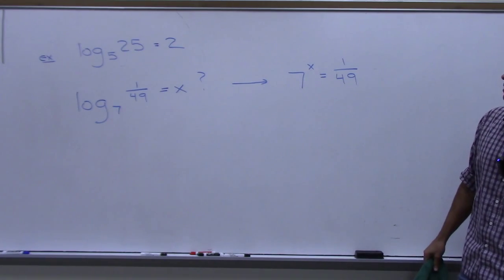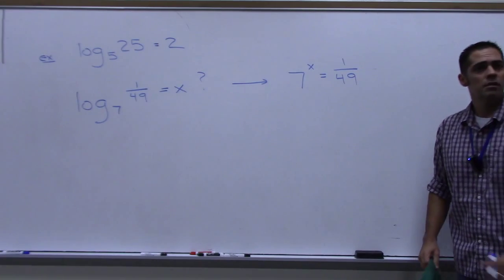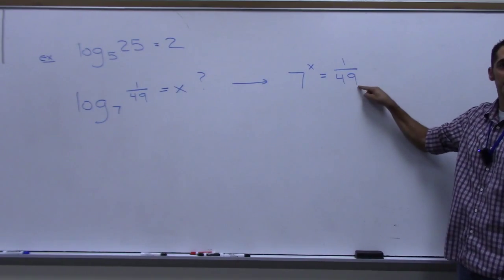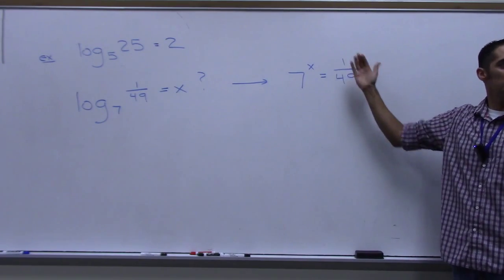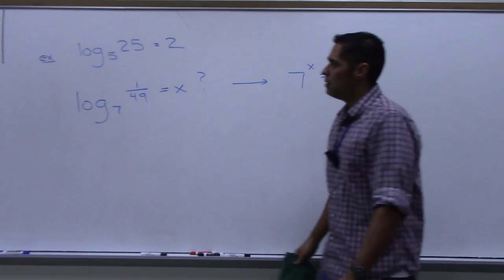Anyone know what that power should be? -2. So you could rewrite this as 1 over 7 squared. Bring the 7 squared up. It'd be -2, and you match the powers. Let me give you another one.